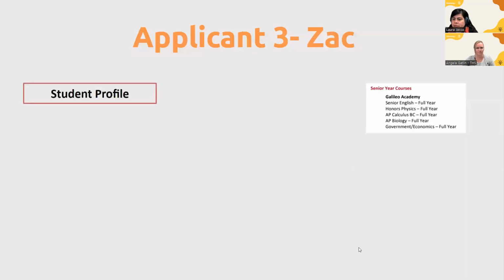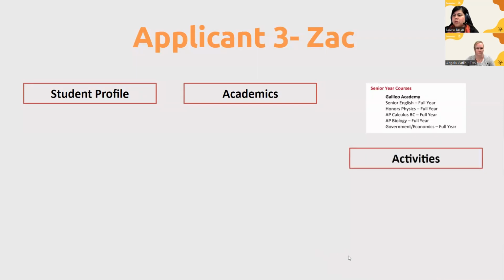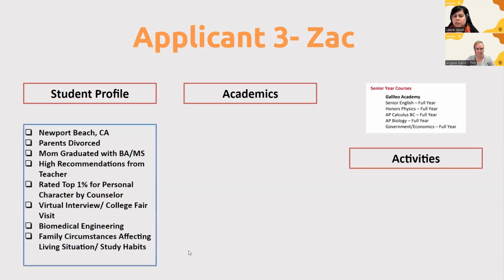So Zach, we can see his senior year courses. He's also very academic, he's taking 5 classes his senior year. 2 of them are AP courses. 1 of them is an honors course. Zach is coming from Newport Beach, and his parents are divorced, and mom is a college graduate. So he is also not a first-generation student.